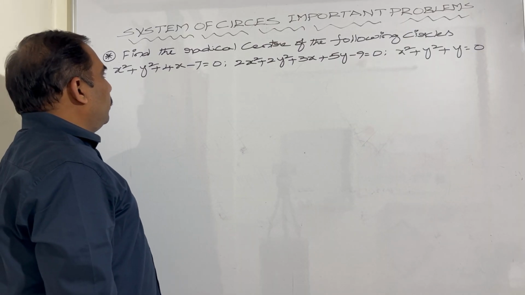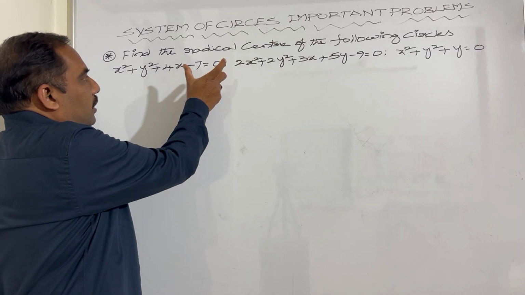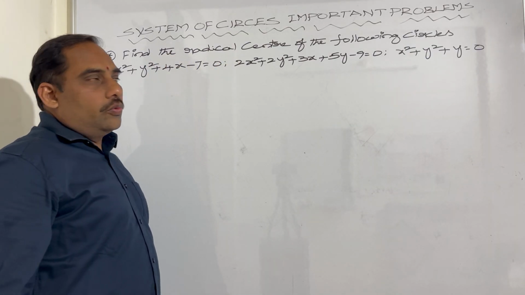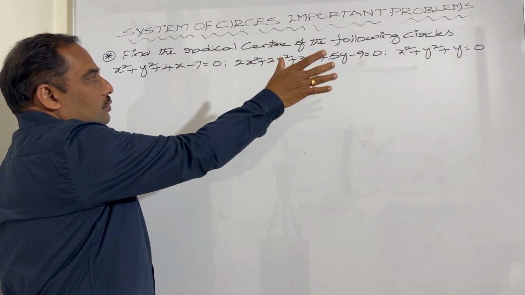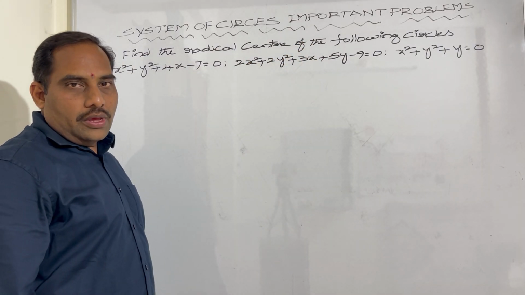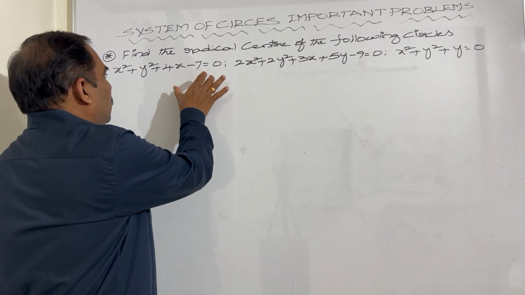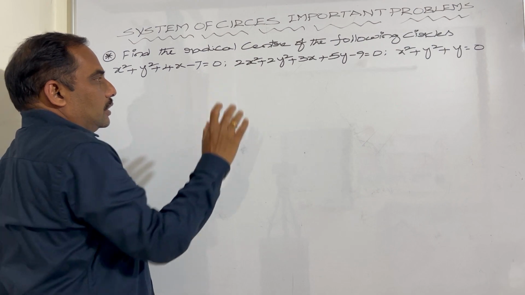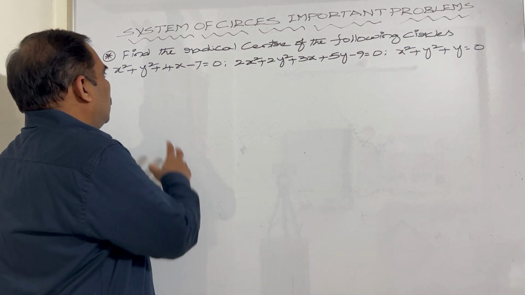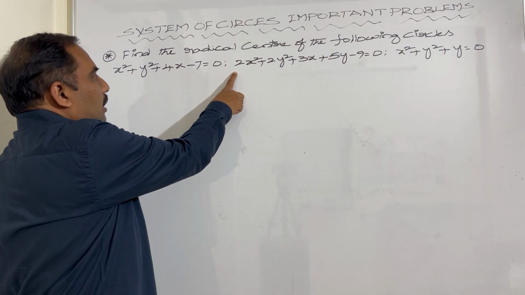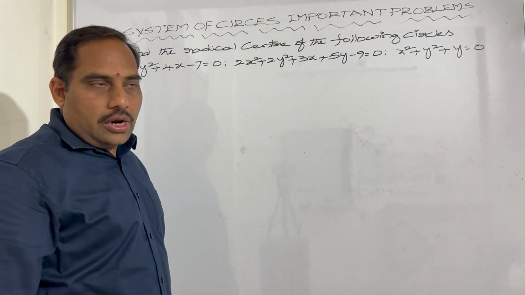So here, one more important thing you have to remember: whenever you are finding the radical center, we know that we have to find the radical axis of any two set of circles. Also, one more thing you have to observe is whether the three circles are in the form of general equation of the circle or not.